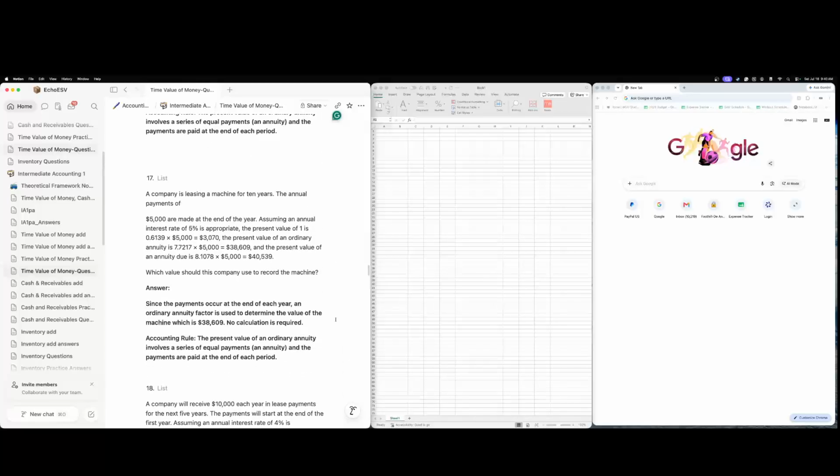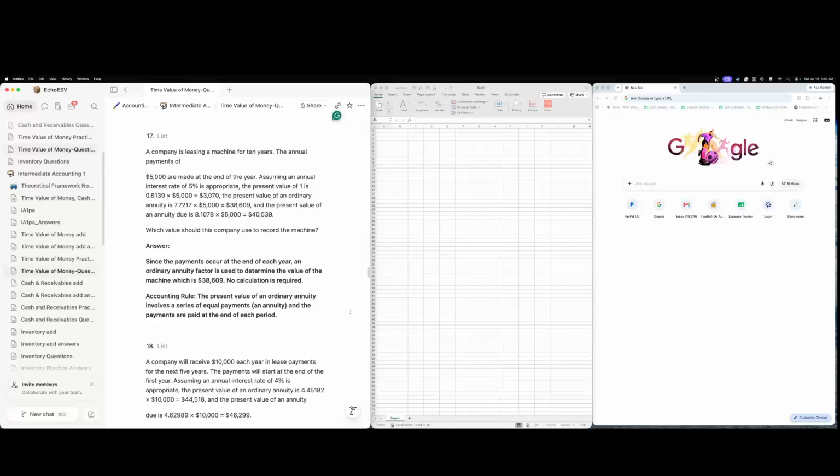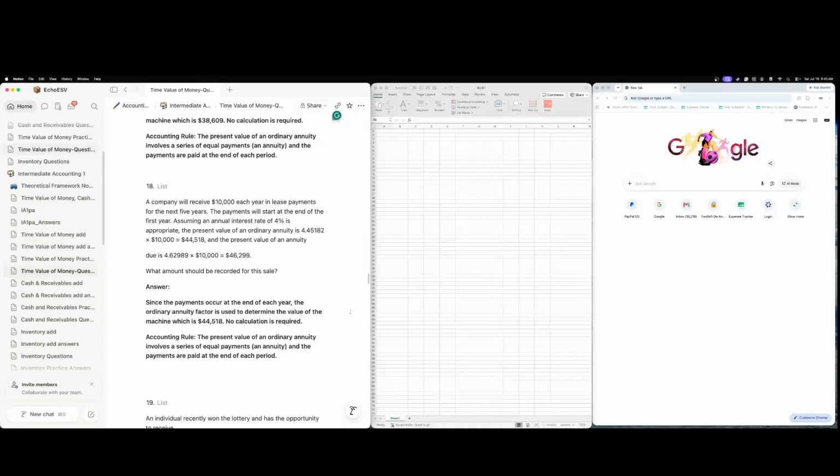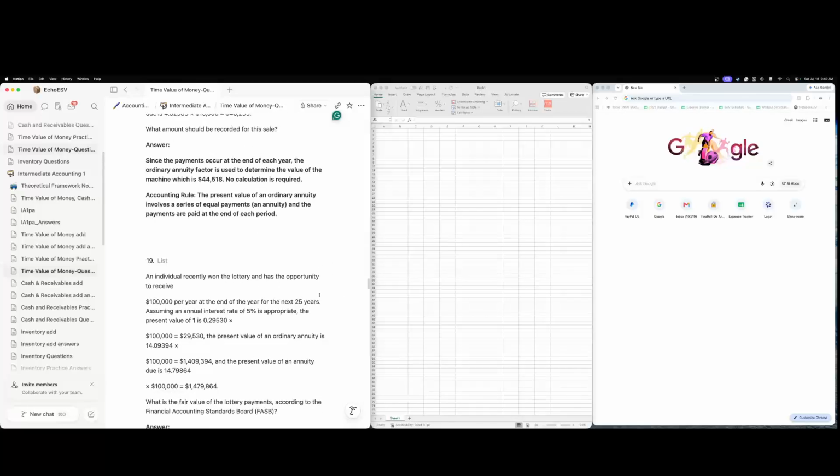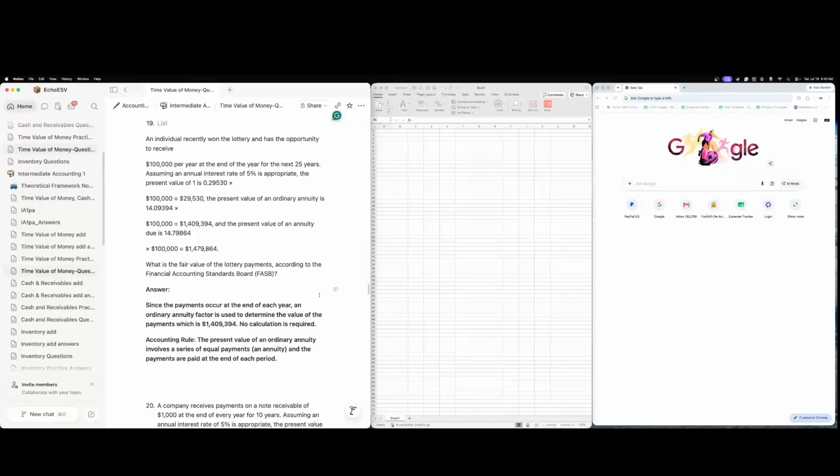$44,518. Company leasing a machine for 10 years, and the annual payment of 5,000 at the end of the year. So that means it's going to be the ordinary annuity. The answer is $38,609. Company will receive 10,000 each year. At the end of the first year, December 31st, so ordinary annuity, $44,518. Individual recently won the lottery has the opportunity to receive 100,000 each year at the end of the year.